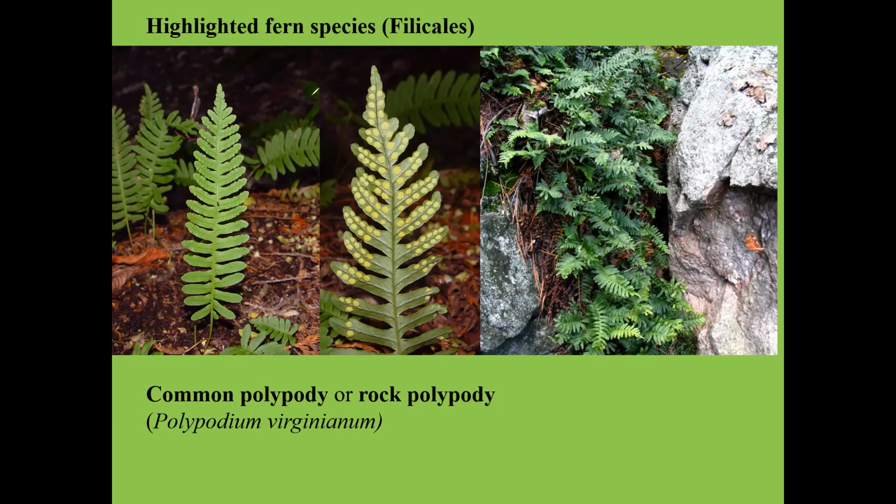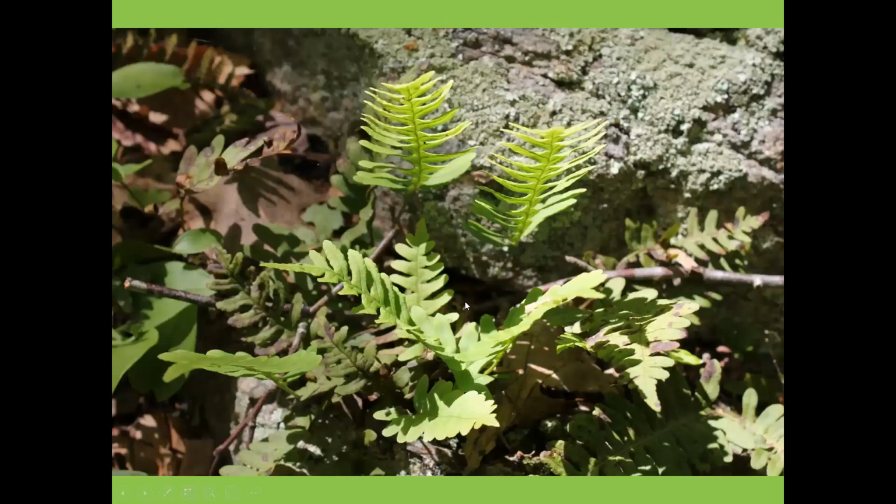On that left picture is the top side of the leaf, and that center picture is the bottom side of the leaf. Notice on the bottom side of the leaf, you see these green clusters. Those are the sori, right? Each one being a cluster of sporangia. Here it is, growing next to a rock.